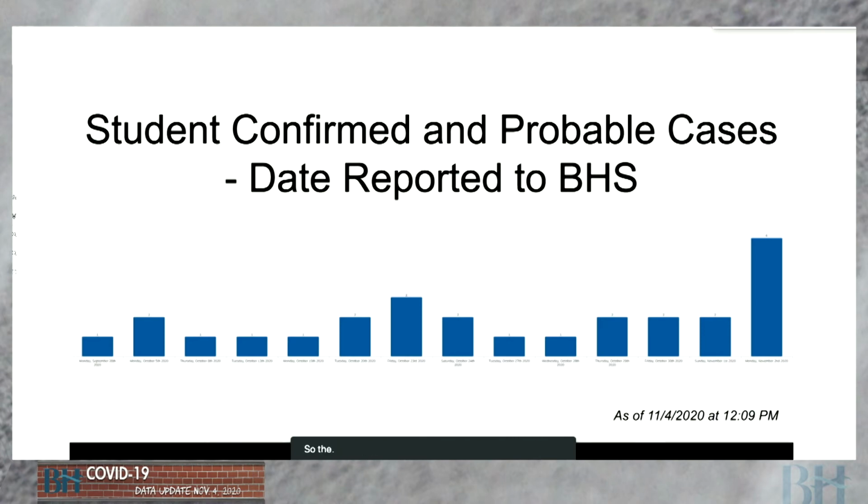So the first one is student confirmed and probable cases based on the date that is reported to BHS. And this is as of 11/4 at 12:09 p.m. So this was pulled today. It does not reflect the email that came out at 5 this afternoon. Next slide, David.